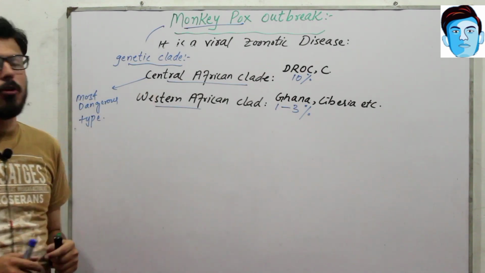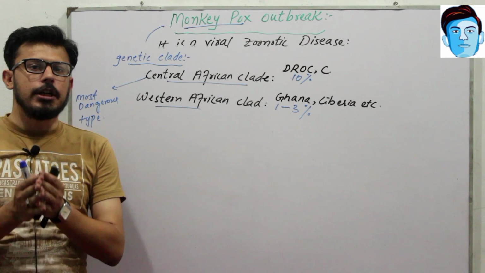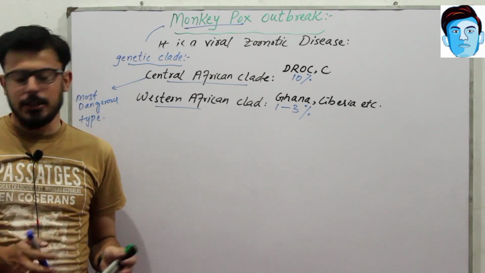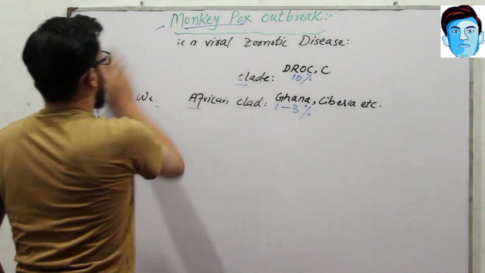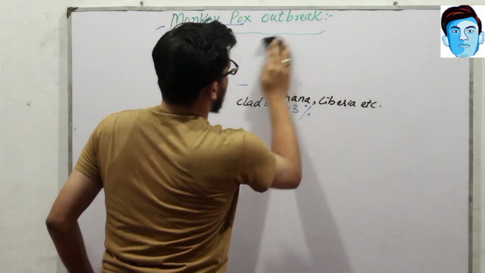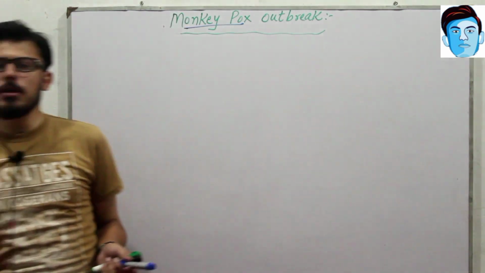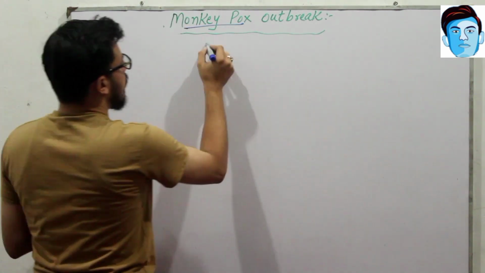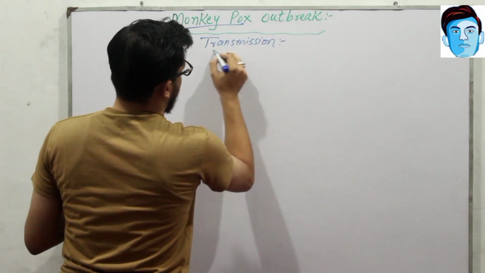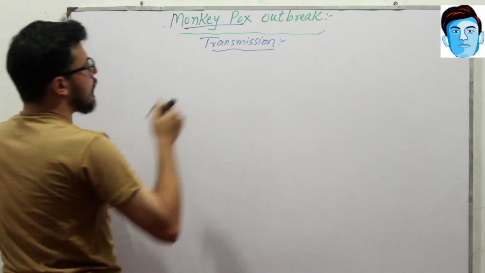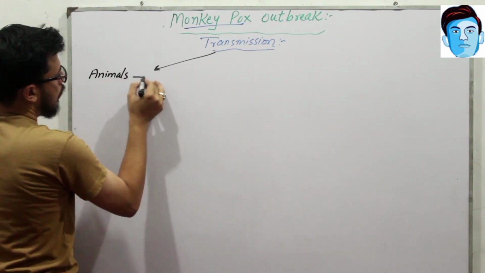So let's discuss the transmission of monkeypox, how the disease is actually transmitted from one person to another. The disease is transmitted from animals to humans as well as from humans to humans. So the disease is also transmitted from animals to humans.